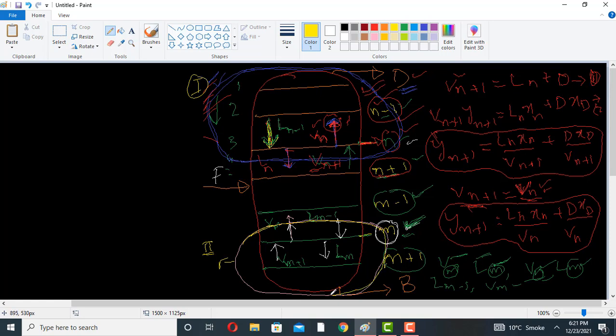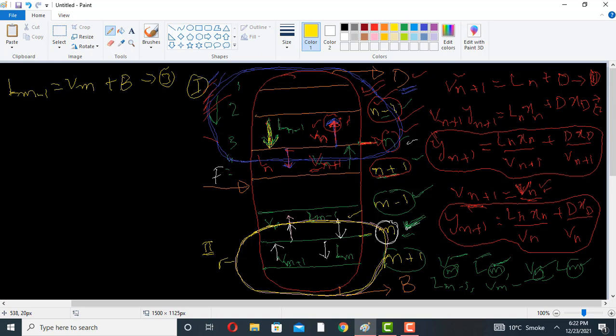What is entering this surface, and what is leaving this surface? Vm is leaving this surface, and V is also leaving, and Lm minus 1 is entering. So what is the material balance? Lm minus 1 is equal to Vm plus V. This is the important equation. Suppose this is equation number 3.